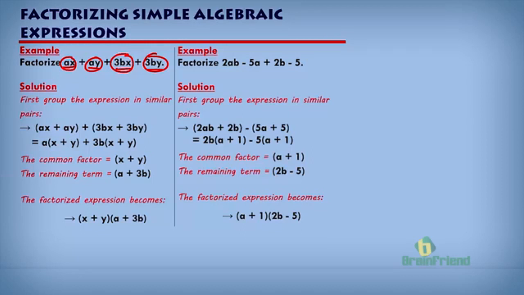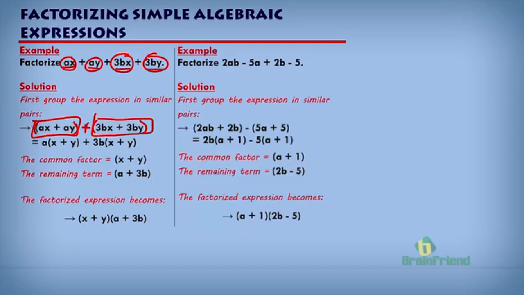And what are the similar pairs? Okay, we have ax and ay. They both contain a, so they are similar pairs. We group them by putting brackets around them. Okay, we have our operator. And then we also group 3bx and 3by. We have 3 common between them. We have b common between them. So we group them again by creating brackets around them. Now that they are grouped, what do we have? 2 terms instead of the initial 4 terms. So now we've been able to reduce the terms from 4 terms to 2 terms.